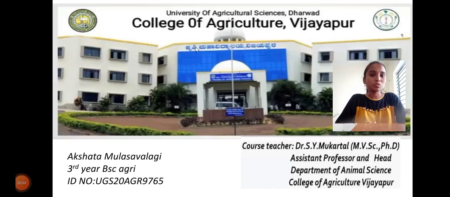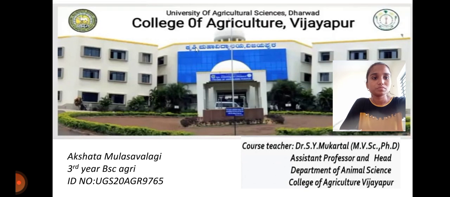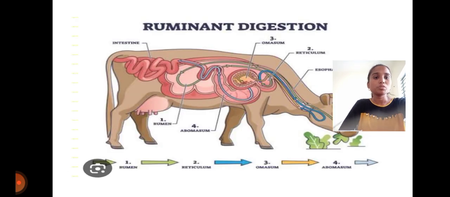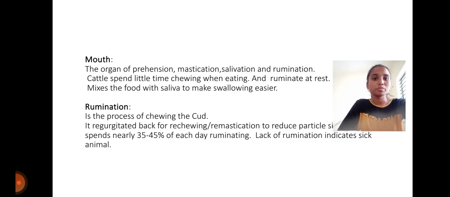Today I will explain the basic anatomy and physiology of the gastrointestinal tract in livestock and poultry. So let's begin. This is an anatomical picture of a cattle showing ruminant digestion. First we begin with the mouth.